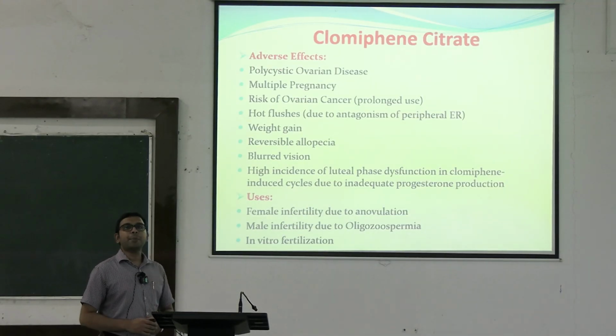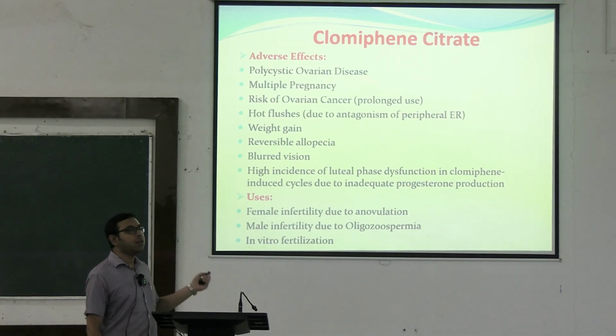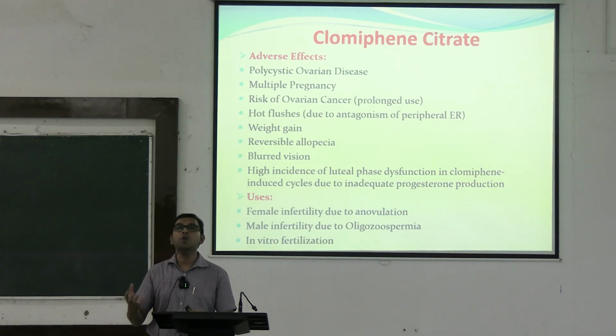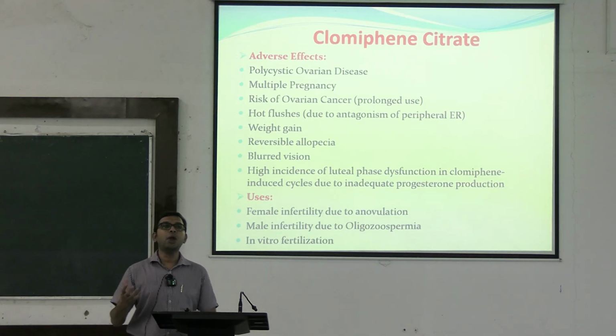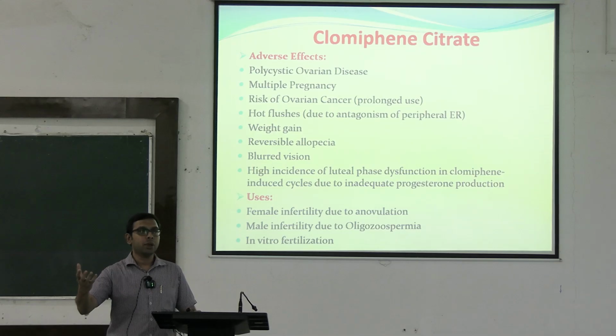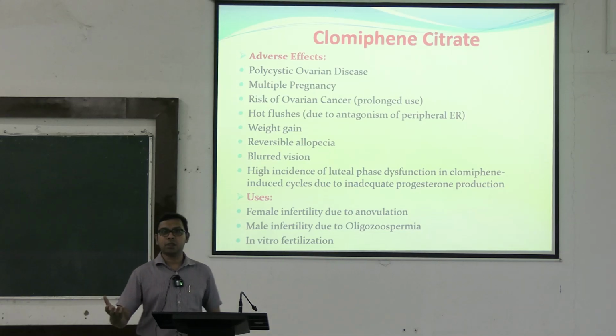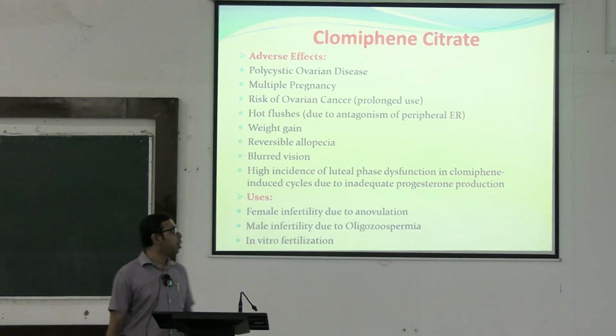These are the adverse effects of clomiphene citrate: polycystic ovarian disease, multiple pregnancy, and risk of ovarian cancer can happen because the ovaries are getting stimulated to produce more ova by means of the clomiphene. So there are always chances of carcinogenesis. There are chances of multiple pregnancy, so twins, etc. can develop.